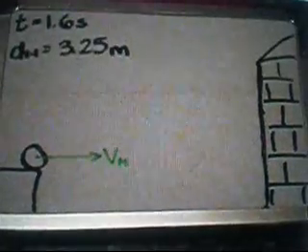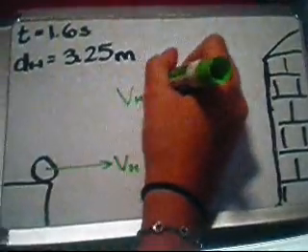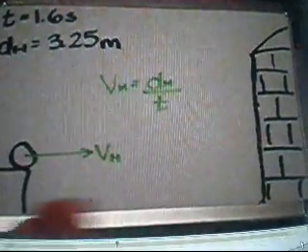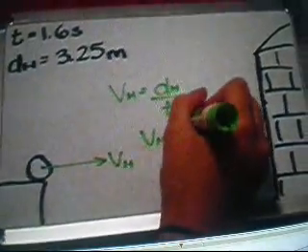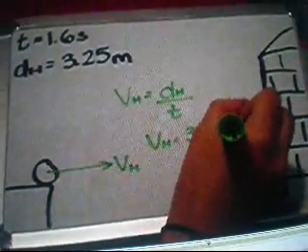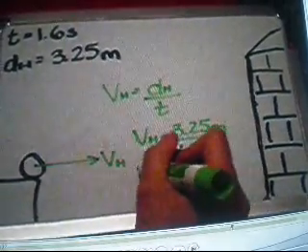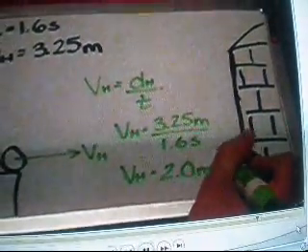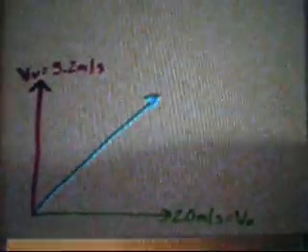Now to figure out V horizontal, we have to use the equation VH equals DH over T. Now D equals 3.25 meters over 1.6 seconds. VH then equals 2.0 meters per second.